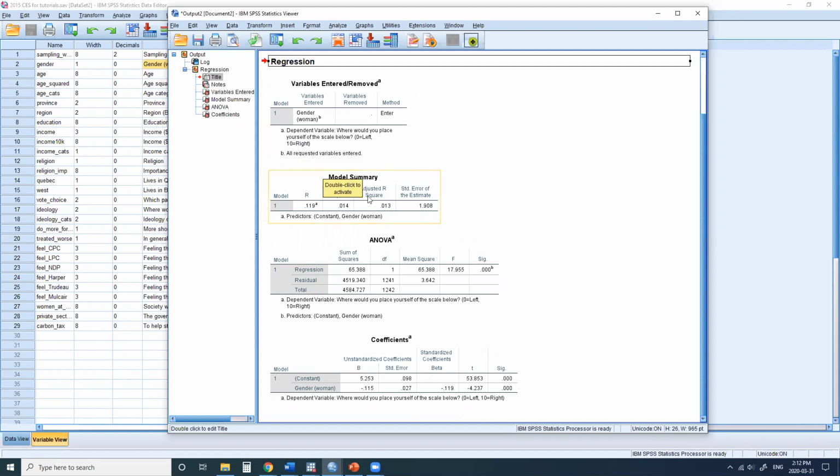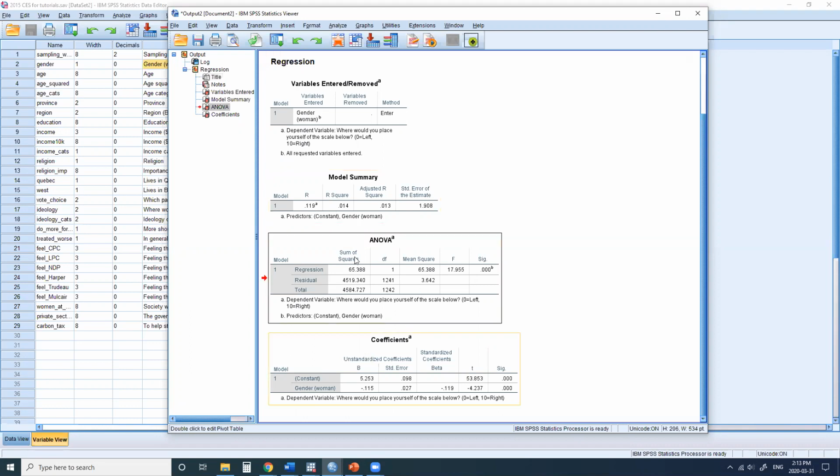We have the model summary. The statistic that's of most concern to you folks right now is the R squared value. The R squared is 0.014, which means that gender explains about 1.4% of the variation in ideology. So it's not a very comprehensive model, but that's okay. We'll go through this here.